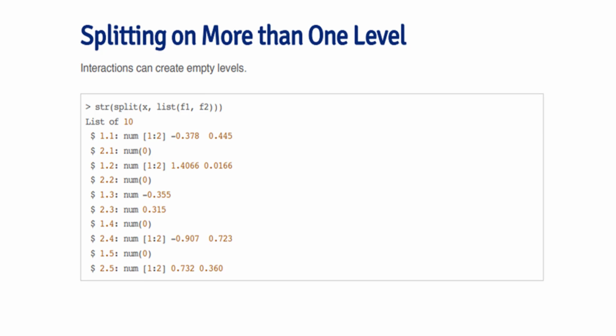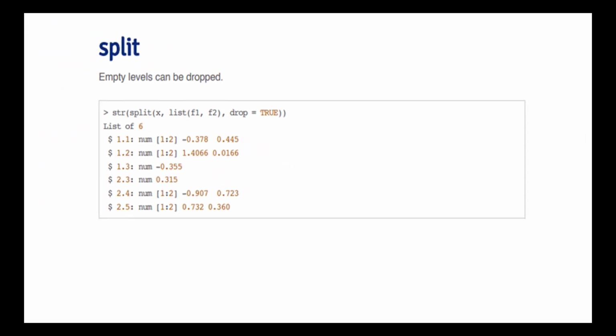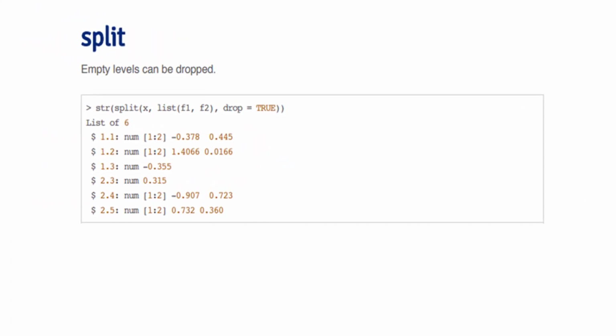Now of course, although there are 10 levels between the 2 different factors, we don't exactly observe every single combination, and so there are some empty levels here. You can see that some of these levels have nothing in them. They have 0 elements, whereas other levels have a number in them. I could take this list and lapply or sapply a function over it if I wanted to, but sometimes it's handy to not have to keep these empty levels. So the split function has an argument called drop, and if you specify drop equals TRUE, it will drop the empty levels that are created by the splitting.